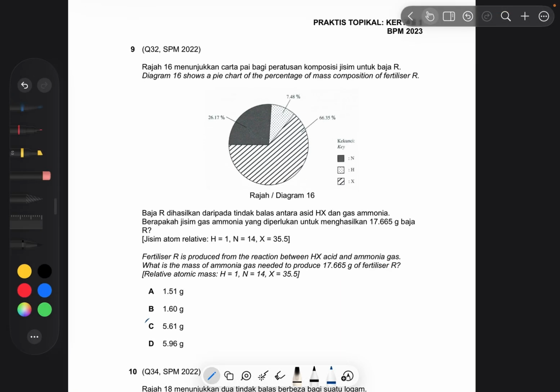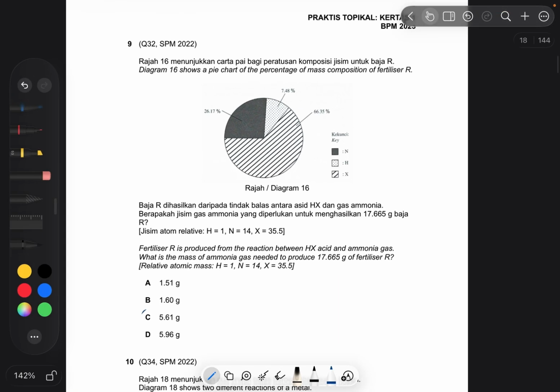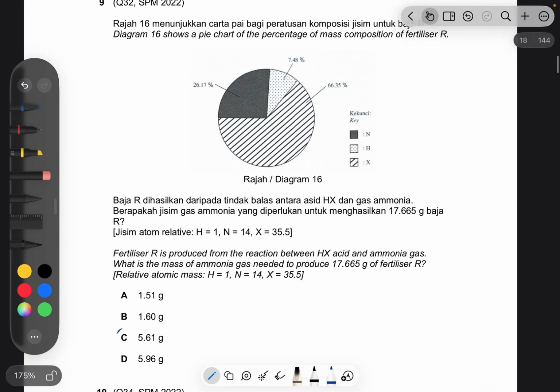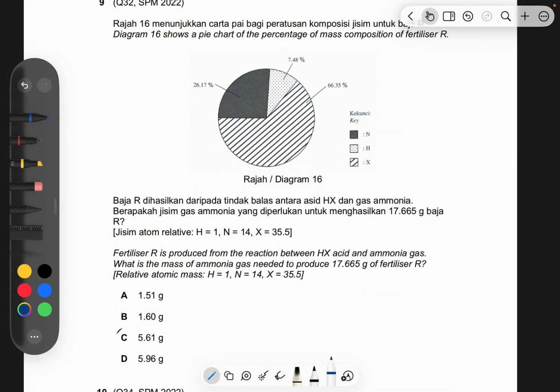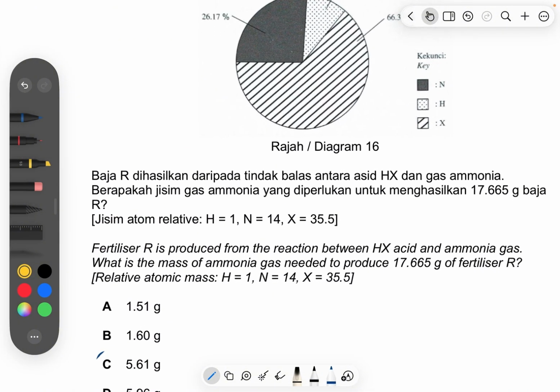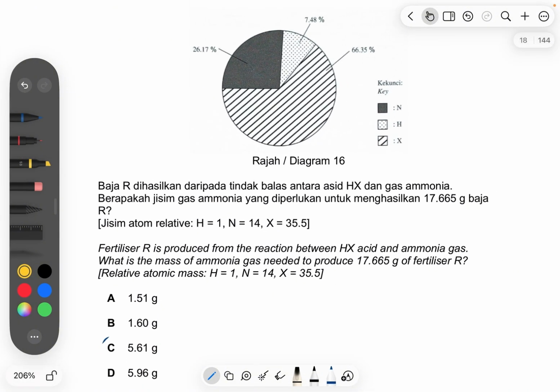Hi guys, so today we are going to do chemistry, Form 4 Chapter 3, SPM 2022. Okay, so there's actually two ways to do this question, but I'm going to show you a method that I prefer because it's not confusing.